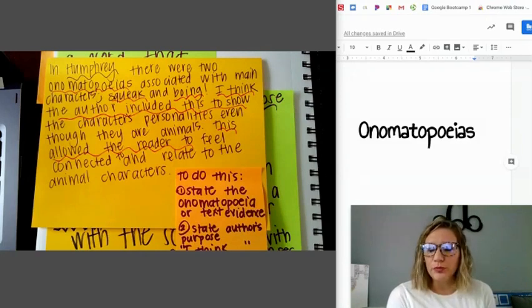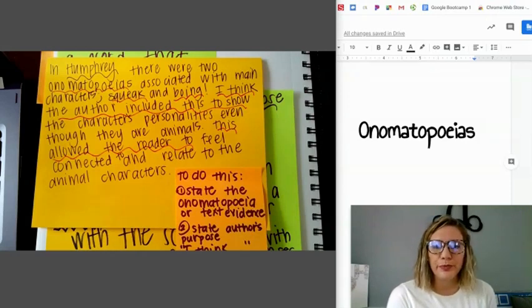So readers, remember, today and every day when reading, pay attention to those onomatopoeias or those sound words and try to think to yourself, I think the author included this because, and relate it to the author's purpose.